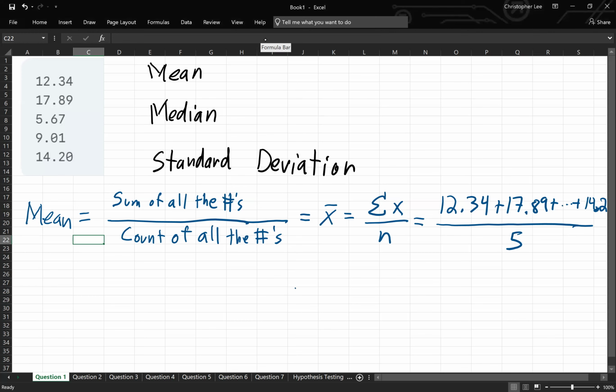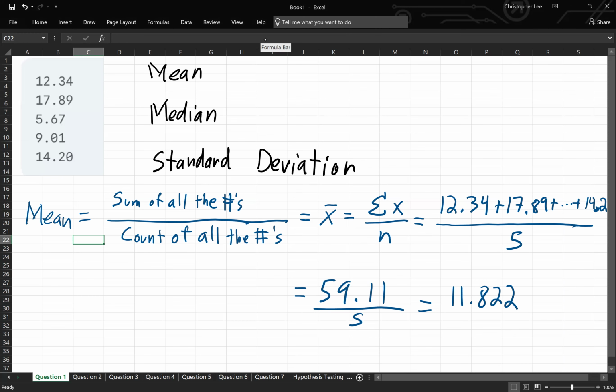All right, help me out. What's the sample mean? So 59.11. Okay, divided by five. Good. And what is it? 11.822. That's it. All right. Everybody agree? All on the same page?